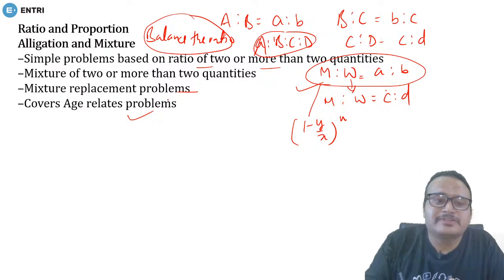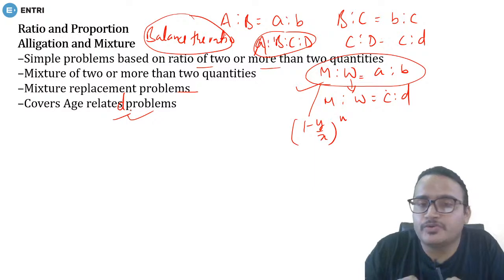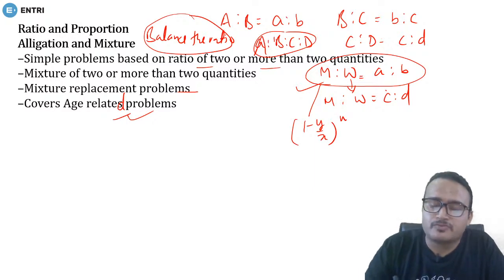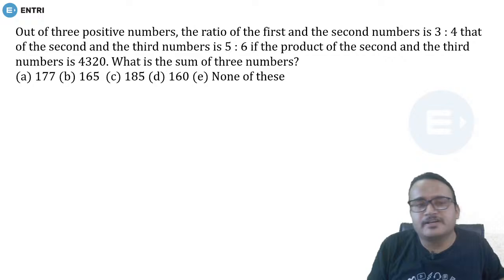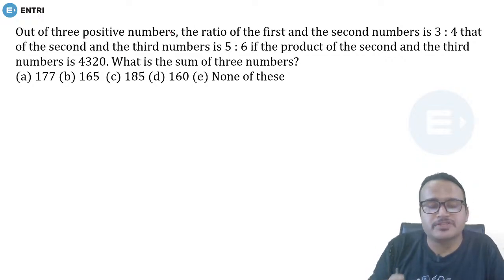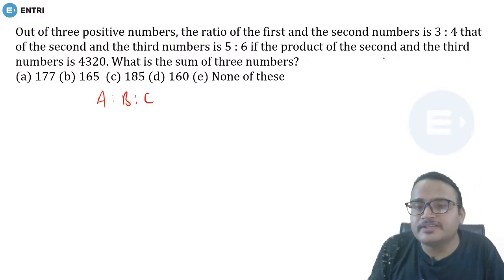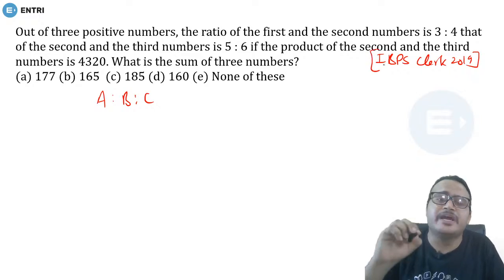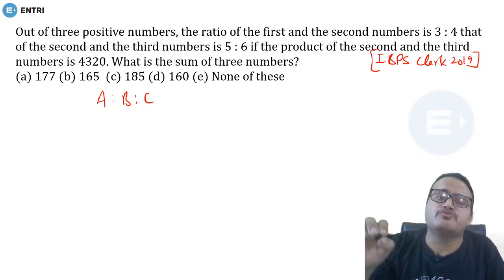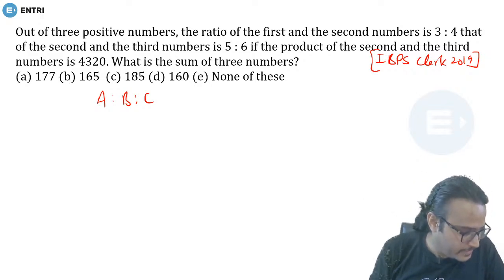And it covers average related problems. Average related problems are also there in ratio and proportion. If we talk about the question asked, this is the question, guys. Out of 3 positive numbers, let's say they are A, B and C. Let me tell you, guys, this question was asked in IBPS Clerk 2019. I have not made any question for this session; all the questions I have taken from the IBPS Clerk examination. Okay, thank you, Shri Ambu.